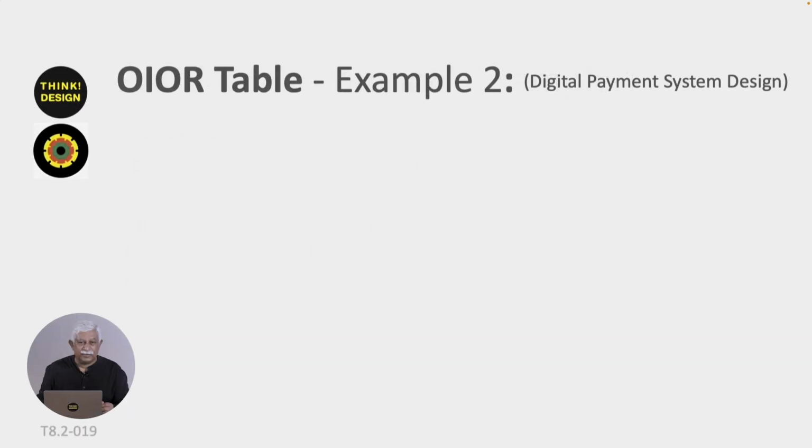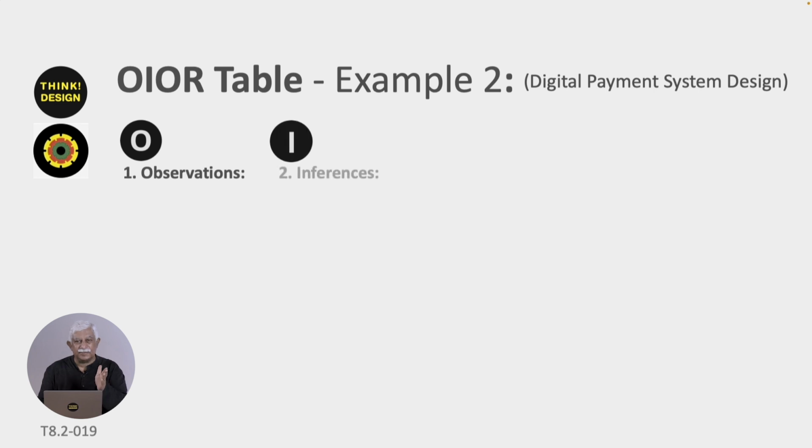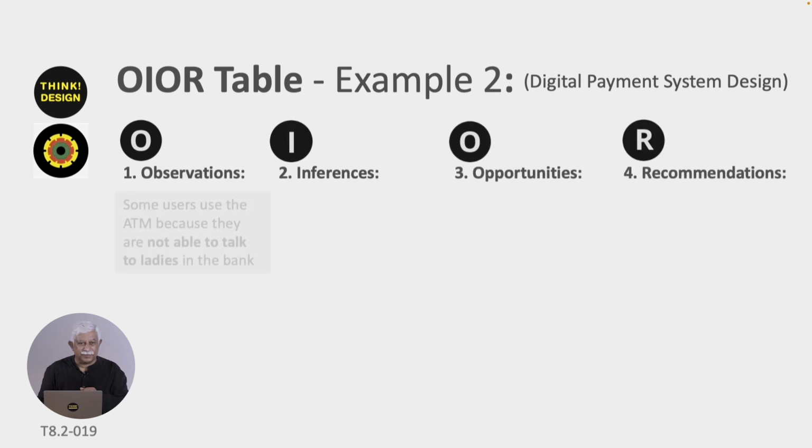We will have a look at another example. So, this is a digital payment system design. Again, observations, inferences, opportunities for design and then the recommendations. So, let us look at the first observation.